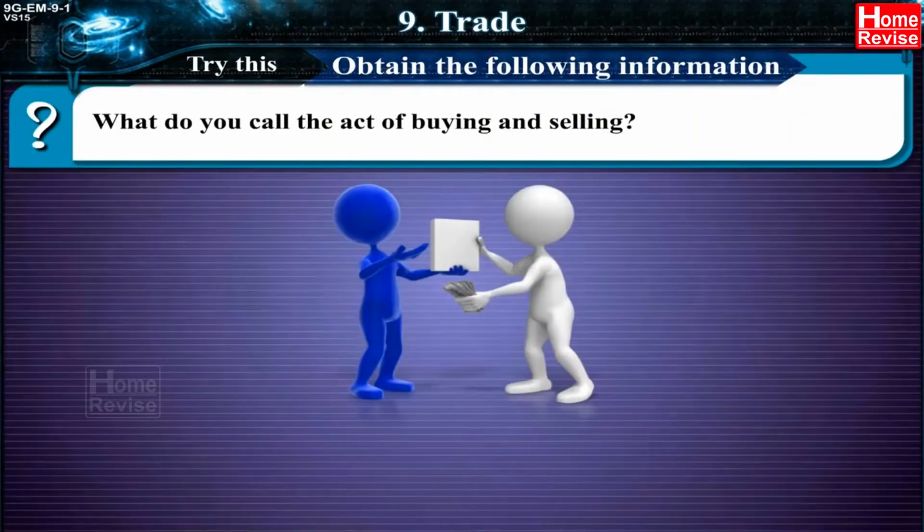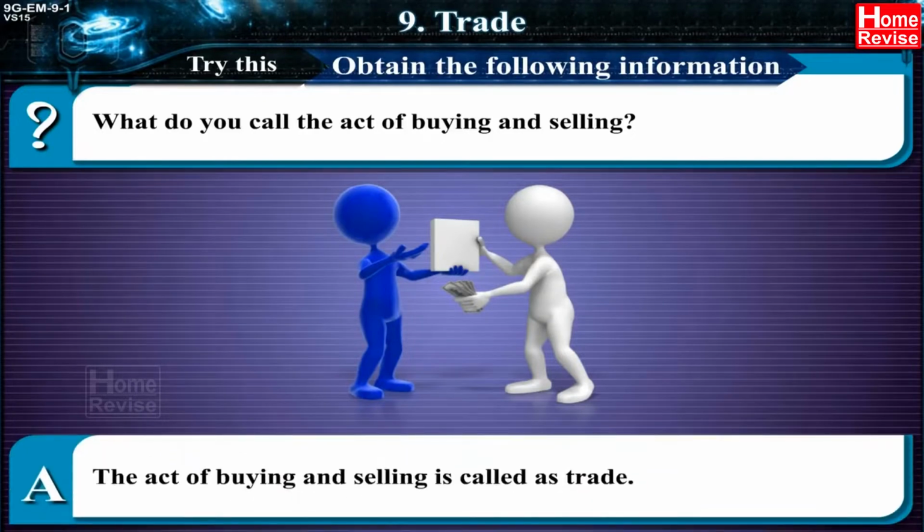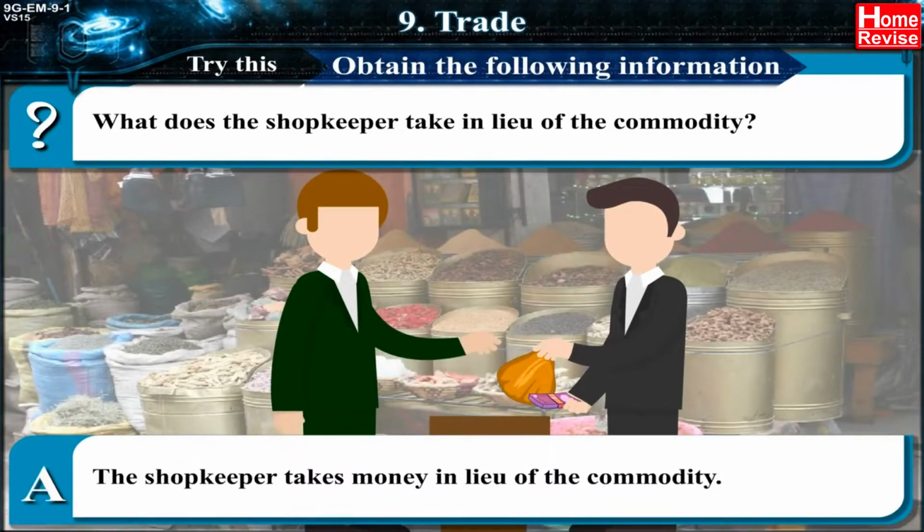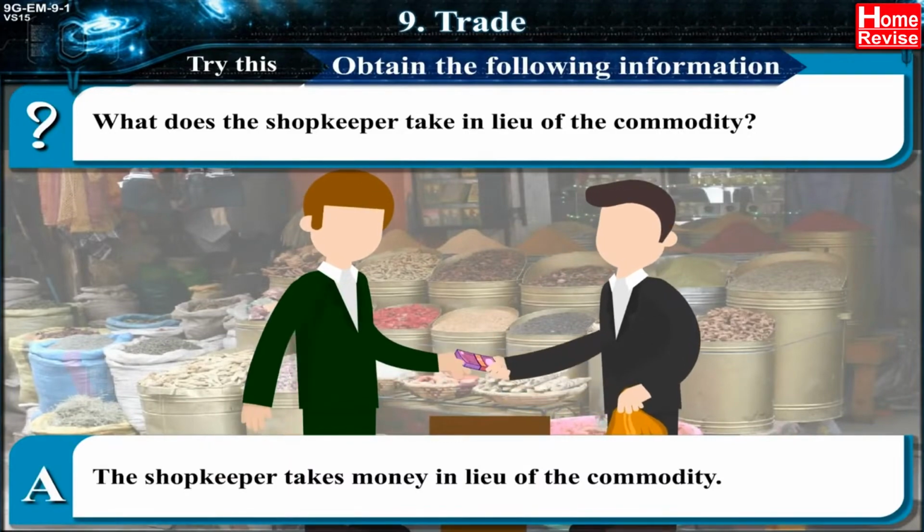What do you call the act of buying and selling? The act of buying and selling is called trade. What does the shopkeeper take in lieu of the commodity? The shopkeeper takes money in lieu of the commodity.